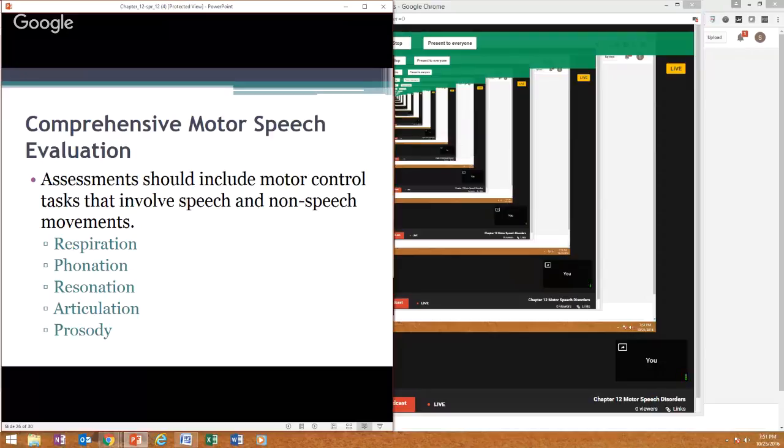Looking at phonation, the motor speech system assessment also involves careful study of the phonatory system. Some people with motor speech disorders will have phonation directly impaired because they have abnormal strength or control of the muscles in the larynx. Or phonation may be impaired as a result of deficits in other speech production systems, specifically respiration.